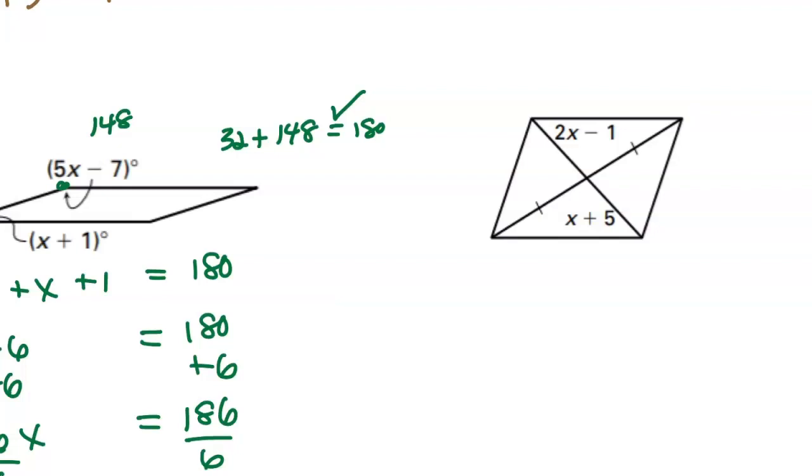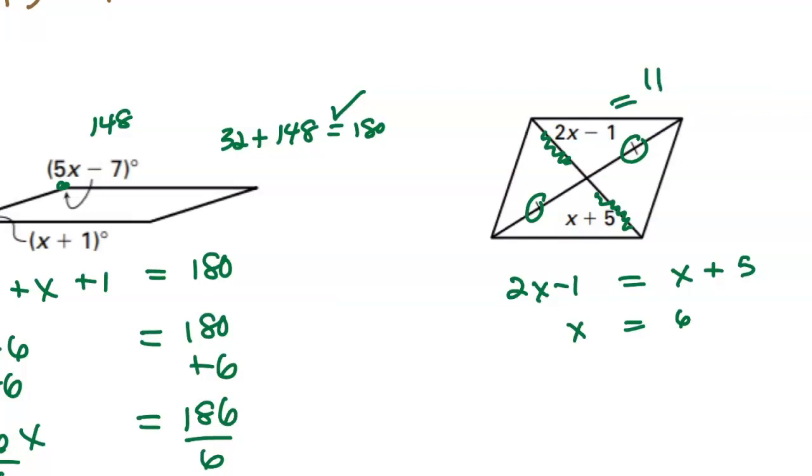Last one. Okay, they already tell you that these guys are equal. So this is the value here, and that is the value there. In order for that to be a parallelogram, the other diagonal has to also be bisected. Okay, so bring your x's over, minus x, that gives me x, plus 1, that gives me 6. So if I plug in 6, I should get equal pieces. This is going to be 6 times 2 is 12, minus 1 is 11, and 6 plus 5 is 11, so that checks. So x equals 6 is the correct answer.